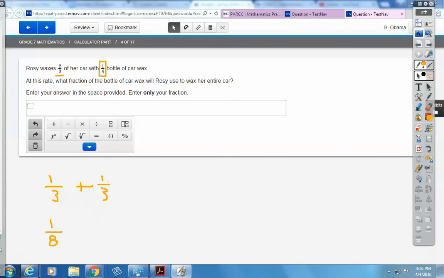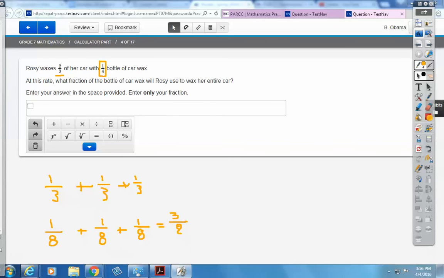How did I get that? Well, 1/3 is half of 2/3 and 1/8 is half of 1/4 of the bottle. So the second third is another 1/8, and 1/8 plus 1/8 is 2/8, which is 1/4. So if I add another 1/3 of her car, I have to use another 1/8 of a bottle, and so I end up using 3/8 of a bottle.